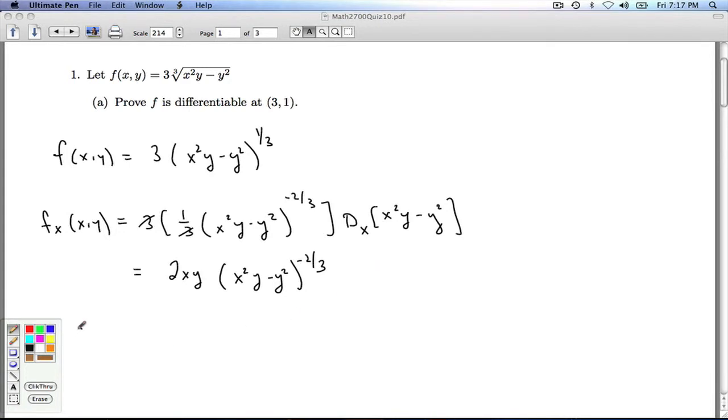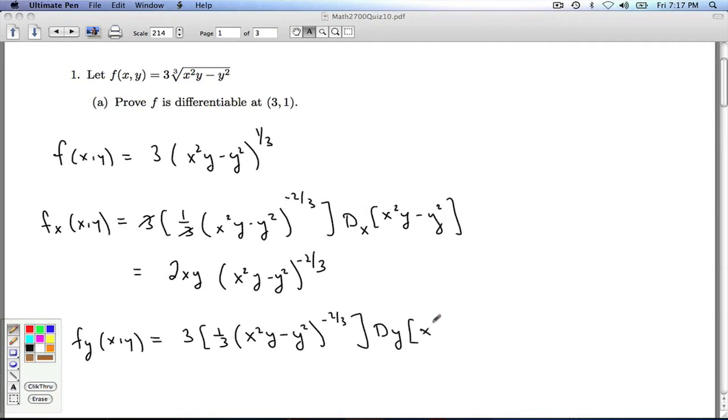And let's look what fy is. It starts off the same. 3 times 1/3 quantity x squared y minus y squared to the minus 2/3 times the derivative with respect to y of what's inside. The 3 and the 1/3 cancel out. The derivative of what's inside with respect to y is x squared minus 2y times this quantity.